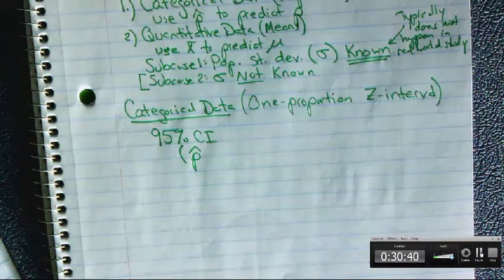But let's remember something. In order to calculate the standard deviation of P hat, it was the square root of PQ over N. So in order to find the standard deviation of your sample, you had to know the population proportion. Do we know that? No, that's what we're trying to predict. Okay? So we don't have a standard deviation of P hat now. We have what's called a standard error.